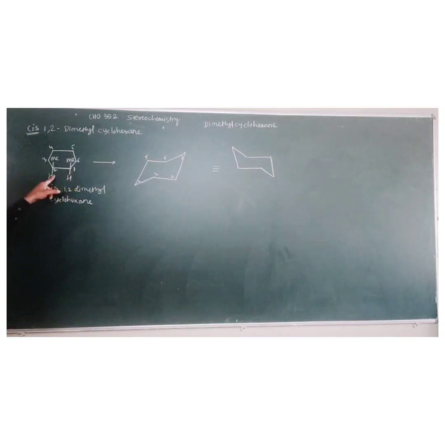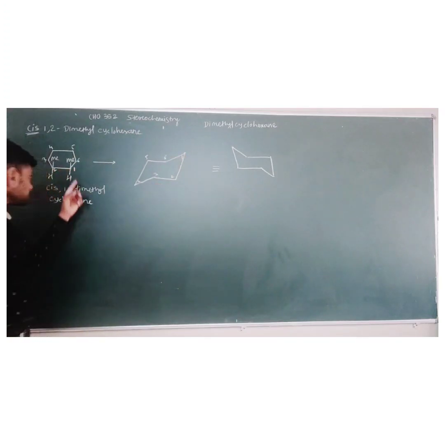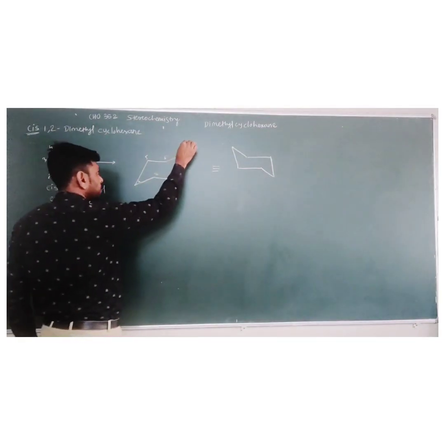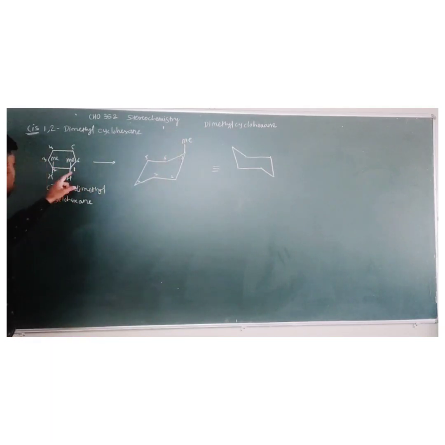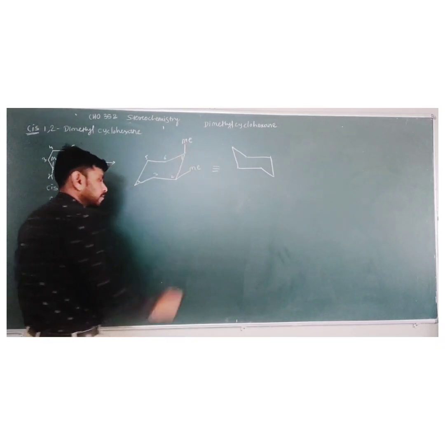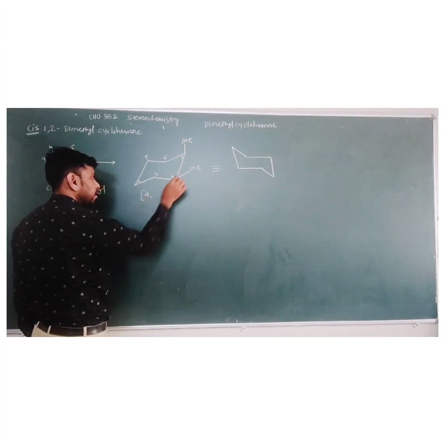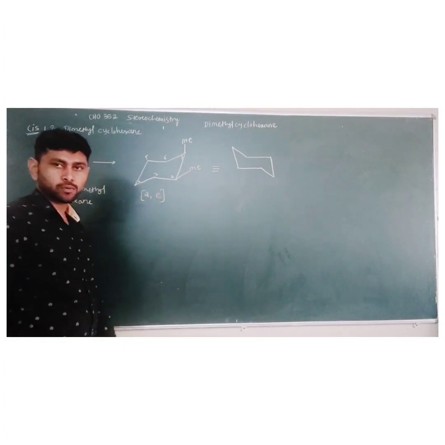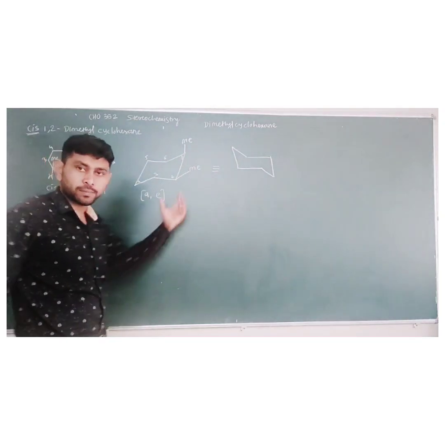Carbon number 1 and 2 contain substituents, so this is 1,2 disubstituted. Carbon number 1 contains a methyl group on the upside. Carbon number 2 also contains a methyl group at the upside. So we obtain this chair form in which one methyl group is axial and one is equatorial.